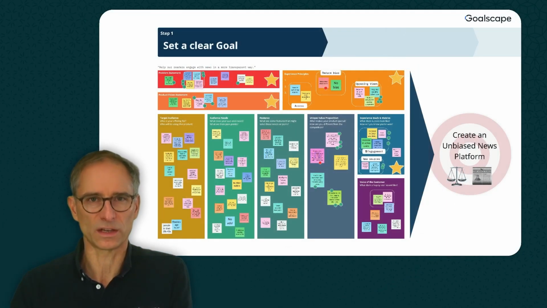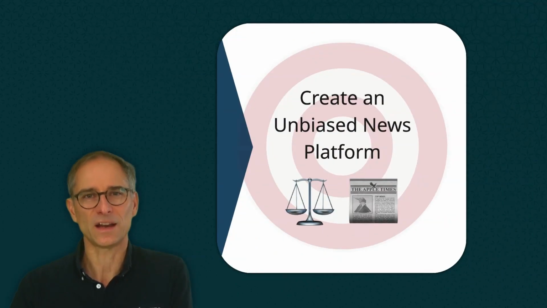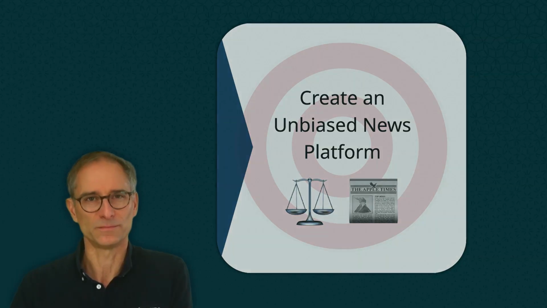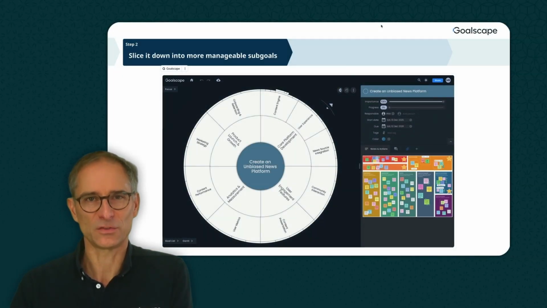Everything starts with a clear goal. Goals can come from strategy, workshops, or personal ambition. In our example, it is a workshop result. Create an unbiased news platform. Step 2. Slice it into subgoals.